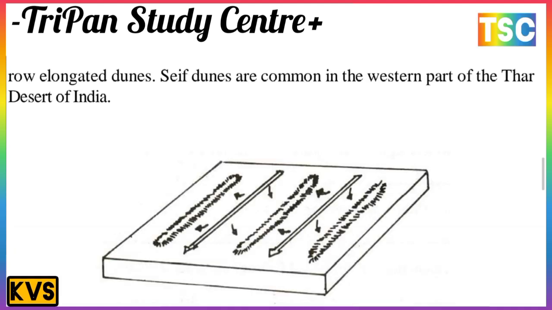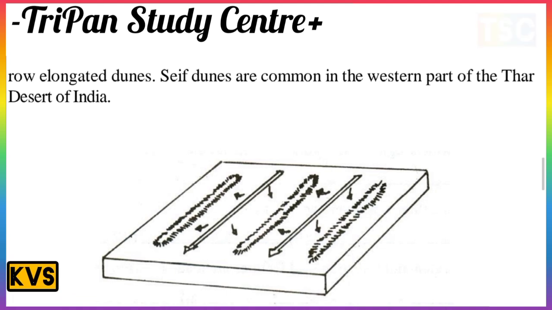Barchan dunes and Seif dunes are common in the western part of the Thar Desert of India. This is important from the UPSC exam point of view. Seif dunes are present in the western part of the Thar Desert.